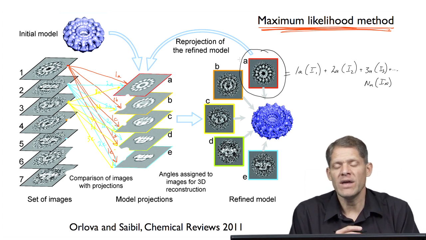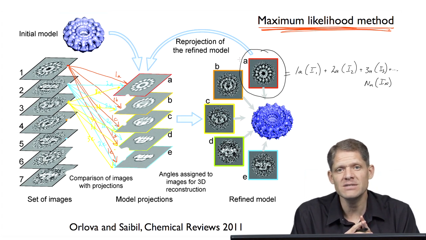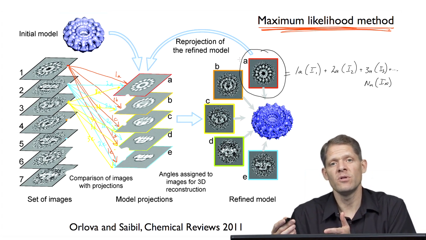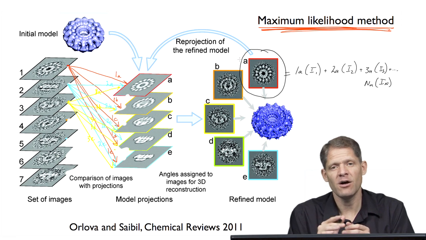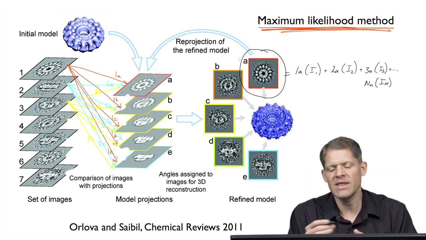There are other ways maximum likelihood methods are used in cryo-EM image processing. For instance, another one is in the generation of multiple three-dimensional reconstructions from a single data set to help sort out heterogeneity within that data set. And we'll get to that a little bit later.